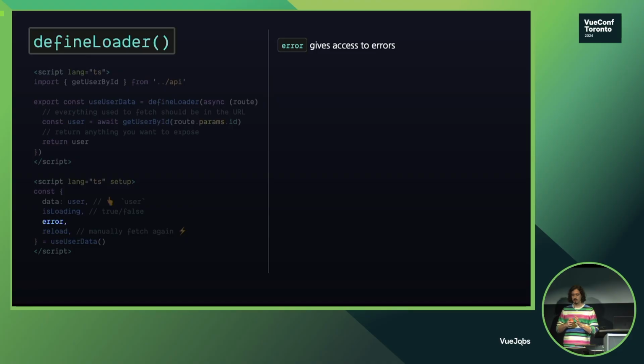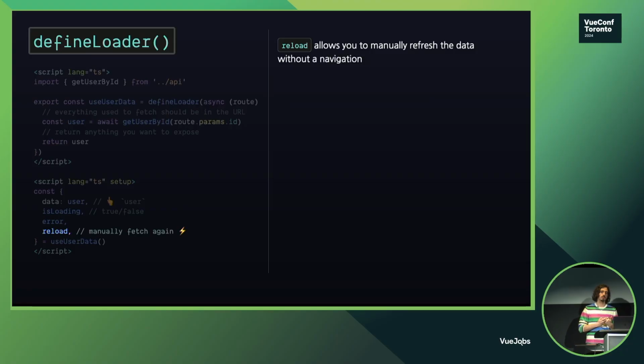I'm going to talk about these more in detail later on because it's a bit more complex. And last but not least, we have reload, which is a way to re-trigger the loader without a navigation. So it still uses the current location where we are at, right? We need that location to fetch. But we don't need to trigger all the other guards, right? We just need to refetch what we have, refresh the data.